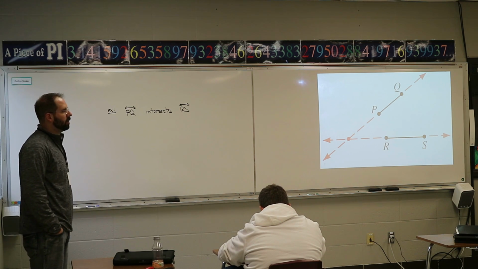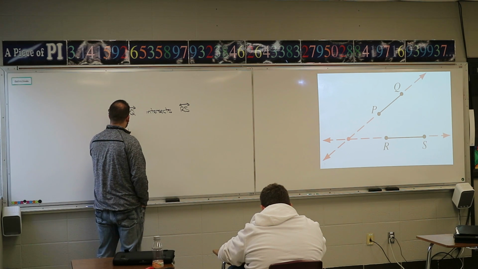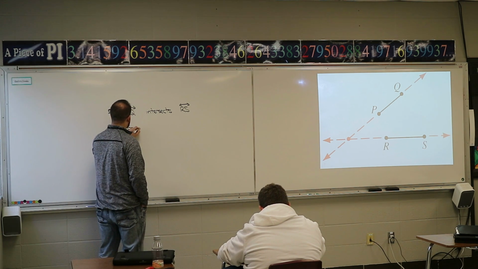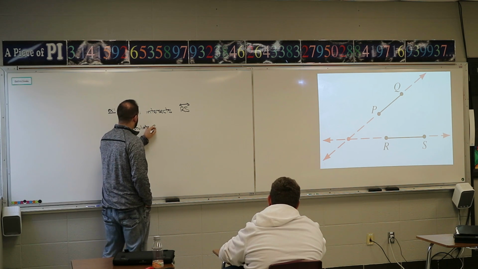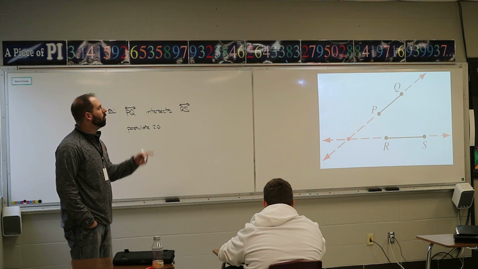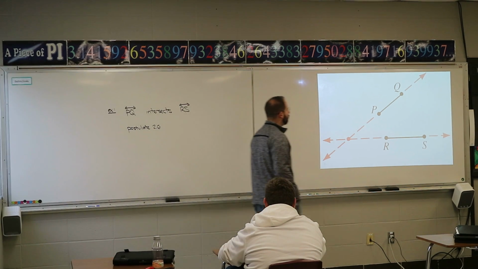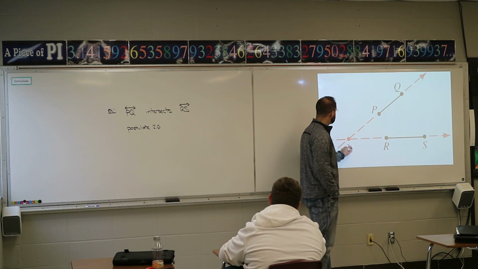Hey, Asia, what do you got? 2.6. All right, can you say it? Do you have that in front of you? Can you read it out loud if you wish? If 2 lines intersect, then the intersection is exactly 1 point. 1 point. Boom. You're seeing it right there. The 2 lines intersect at exactly 1 point. Let's call this point X.